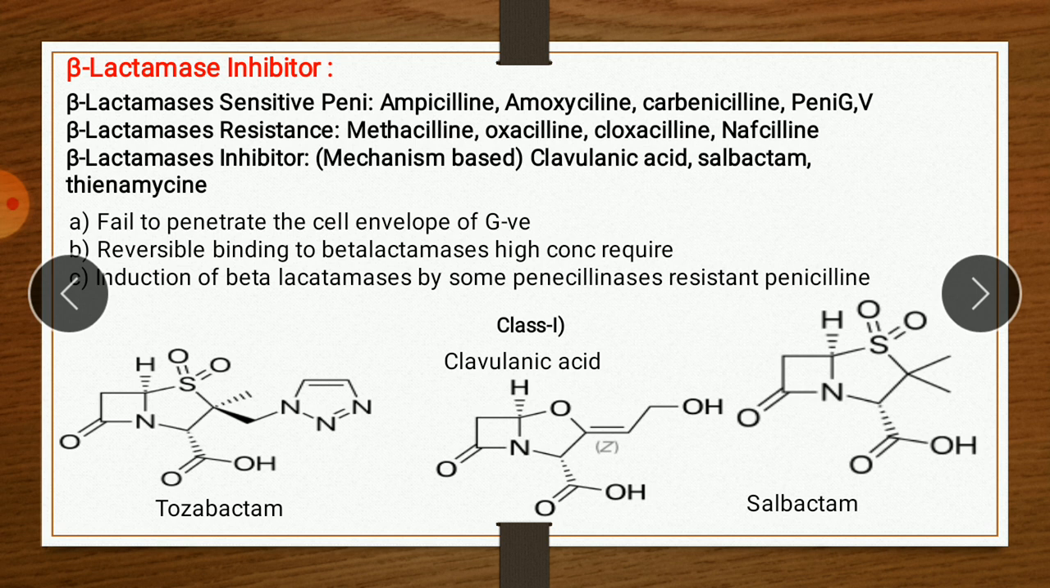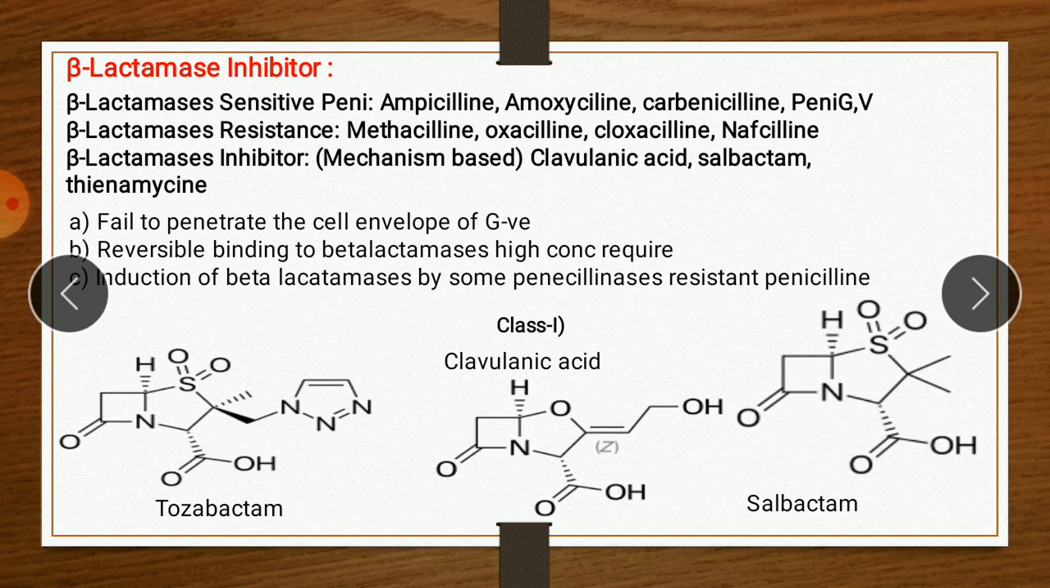So after failure of the combination of beta-lactam sensitive penicillin and beta-lactam resistant penicillin, a new class of drug was developed, called beta-lactamase inhibitor, or mechanism-based inhibitor. Examples of this category are clavulanic acid, sulbactam, thienamycin. There are two types of beta-lactamase inhibitor. The first is called class 1. Examples of class 1 are tazobactam, clavulanic acid and sulbactam.